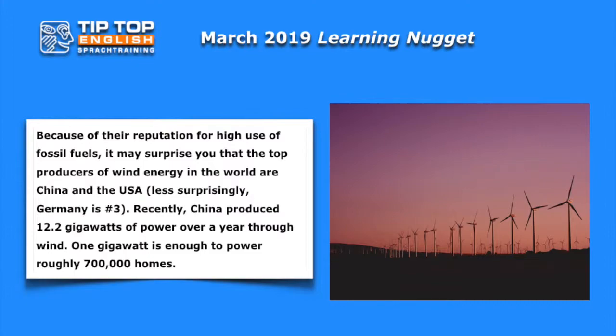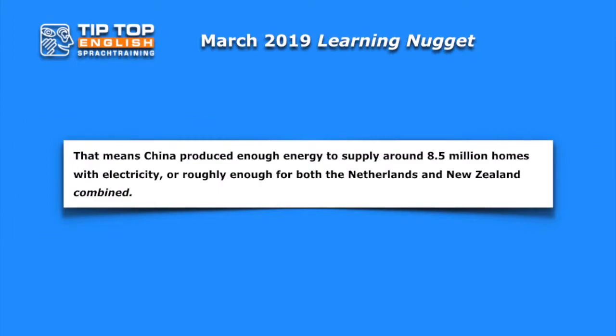Because of their reputation for high use of fossil fuels, it may surprise you that the top producers of wind energy in the world are China and the USA. Less surprisingly, Germany is number 3. Recently, China produced 12.2 gigawatts of power over a year through wind. 1 gigawatt is enough to power roughly 700,000 homes. That means China produced enough energy through wind to supply around 8.5 million homes with electricity, or roughly enough for both the Netherlands and New Zealand combined.